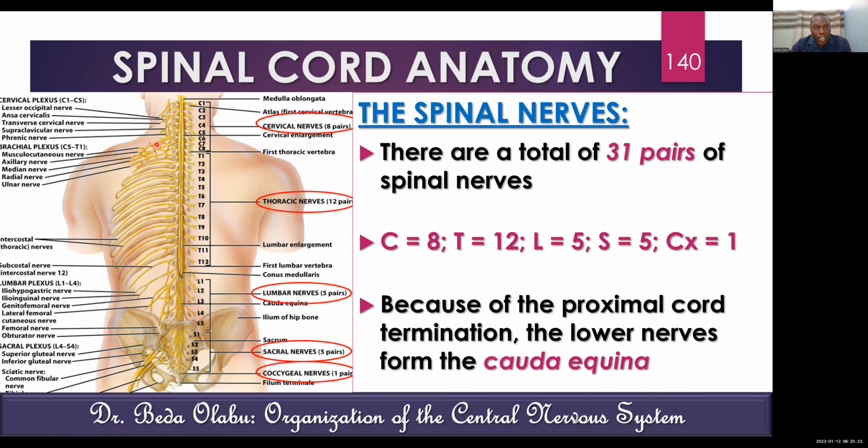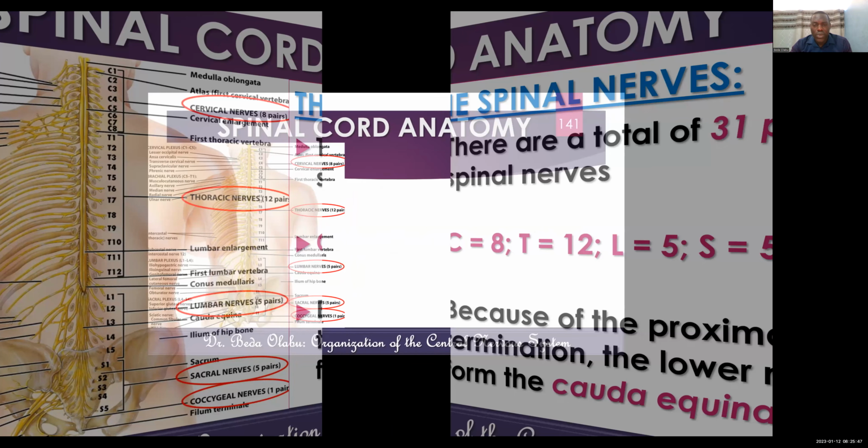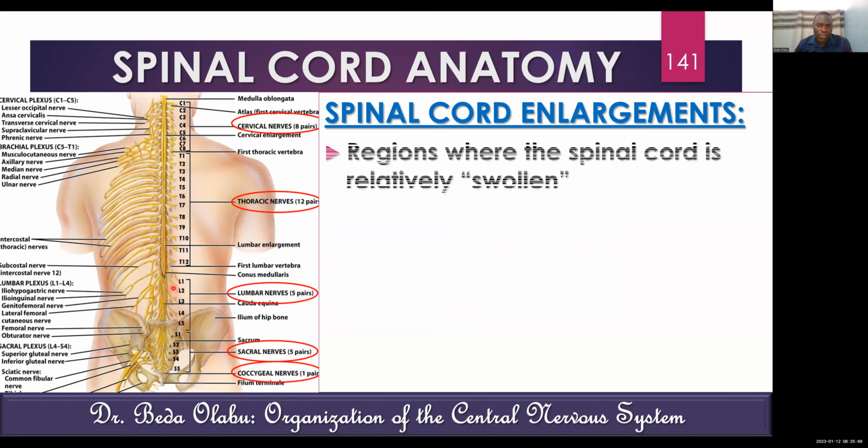Because the spinal cord ends on the upper part, at the level of L1, L2 in adults, the lower nerves will come out first in a vertical orientation before they exit through their respective segments. It is for that reason then we have the existence of the cauda equina, which we know. Great. So if we've understood that, then we know why there are enlargements as well.